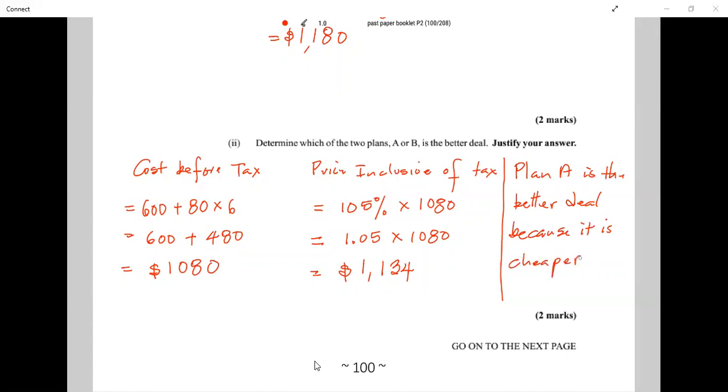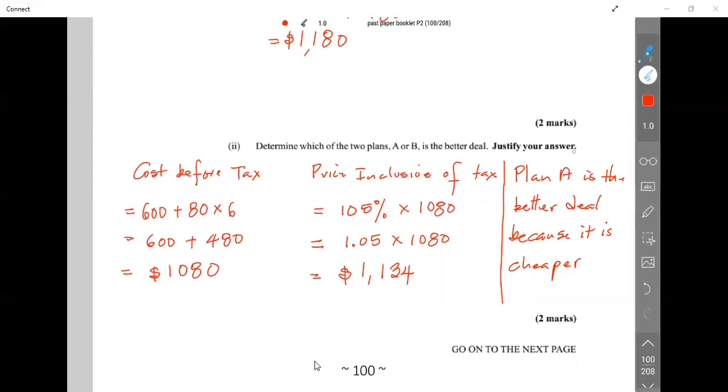All right. So Plan B works out to be a total of $1,134, whereas Plan A, y'all don't say I made a mistake. It is Plan B, yes, that is cheaper. It's okay, I know what I'm doing. It is Plan B that is cheaper, because Plan B is $1,134, whereas Plan A is $1,180. So Plan B is a better deal because it is cheaper.